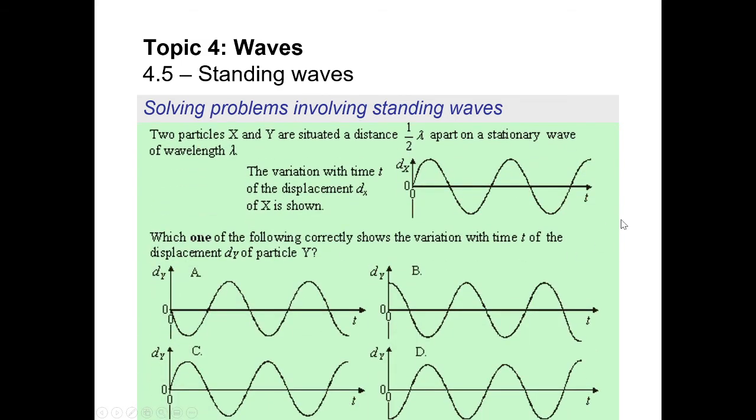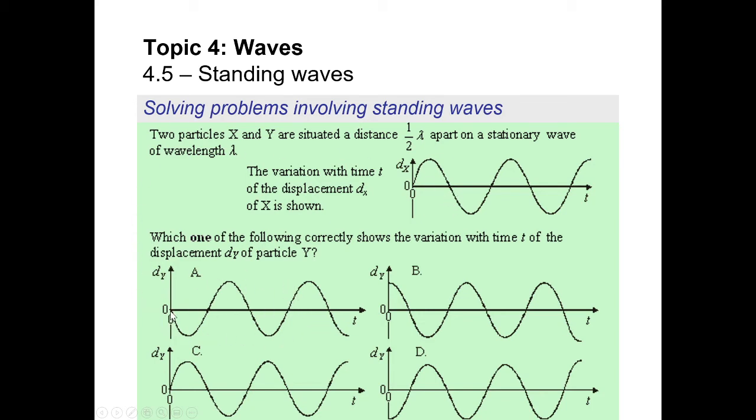All right, let's try this. Two particles, x and y, are situated a distance half a wavelength apart on a stationary wave of wavelength lambda. Which one of the following correctly shows the variation with time t of the displacement d sub y of particle y? So this is one moment in time. It's a stationary wave. So if the particle is, for example, here, for x, it's going to want to go up. And if the particle is on y, it's half a wavelength apart, so it's down here. It's going to want to go down with time. Right? So what do we have?